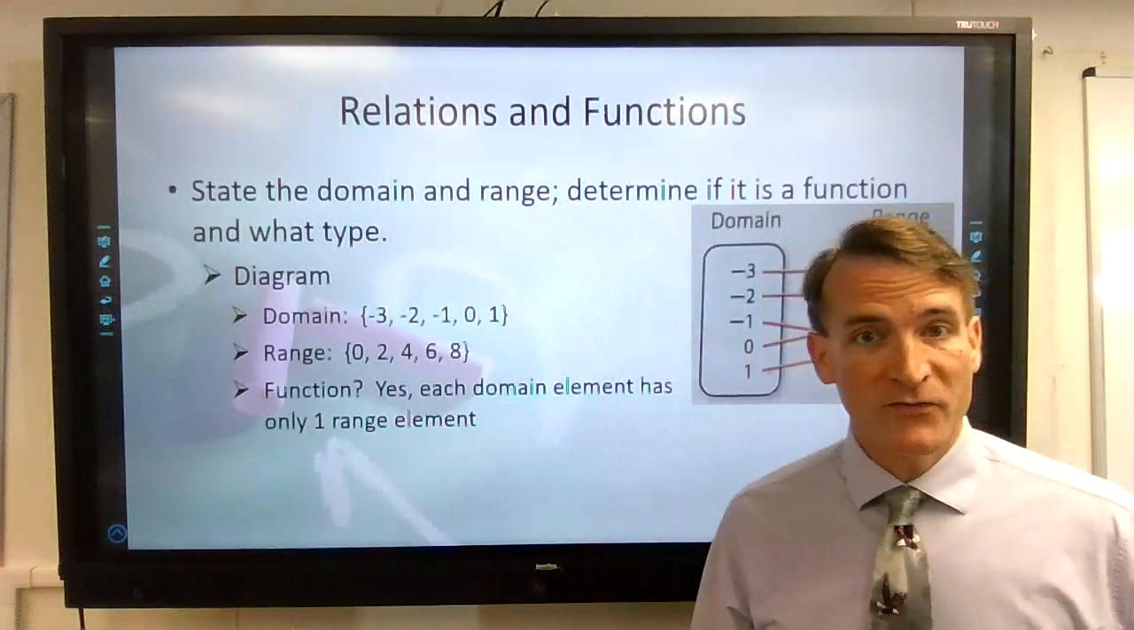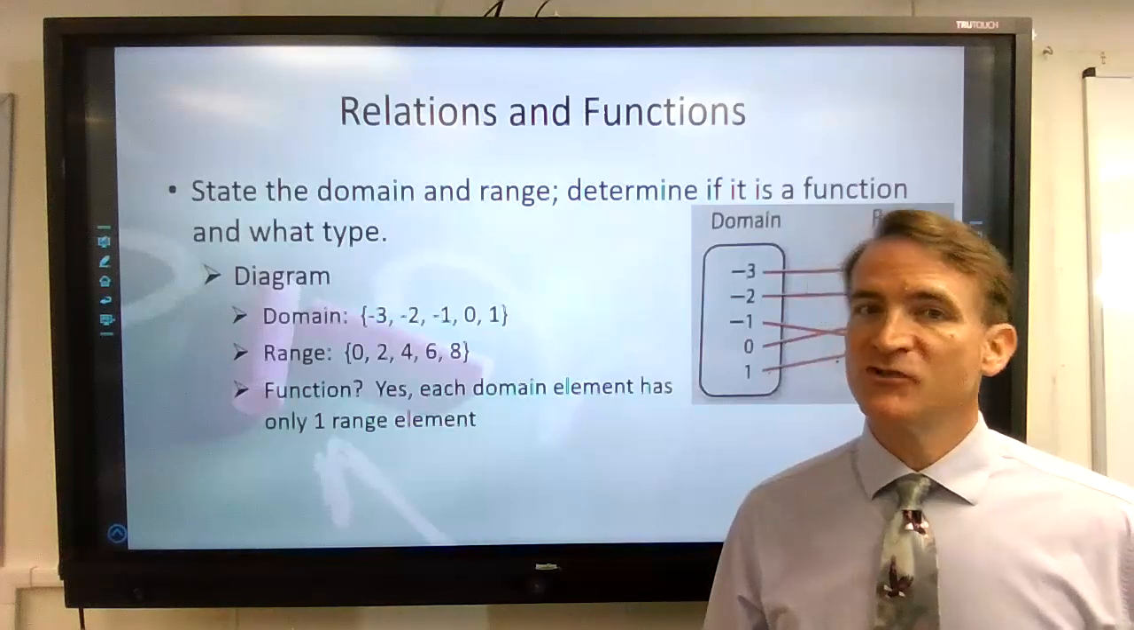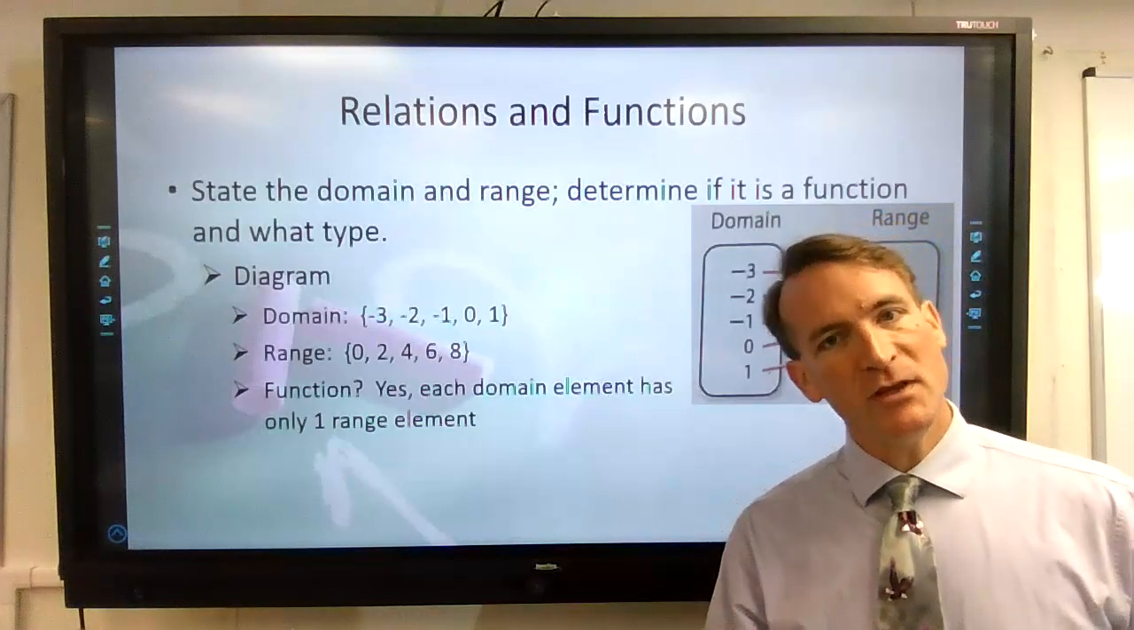Is it a one-to-one function? Well, a one-to-one function means for every y value, I get a unique x value.